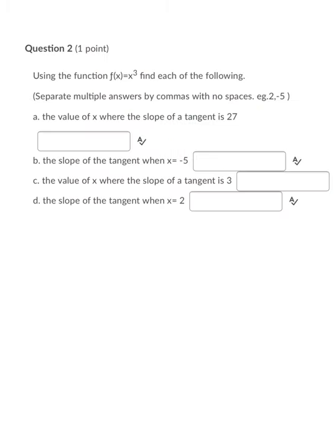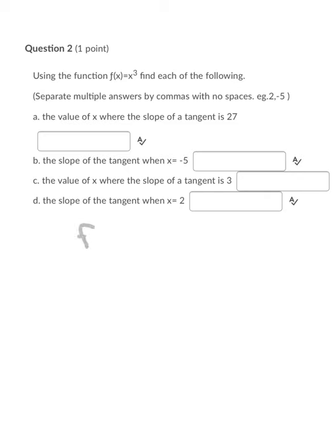Okay, so question 2 says, using the function f of x is equal to x cubed, find each of the following. So A says the value of x where the slope of the tangent is 27. Now if you wanted to, you could use your first derivatives principle and you could calculate the derivative. If not, you could just recognize that you could use the patterns that you found in the last week, or the last section, I guess.